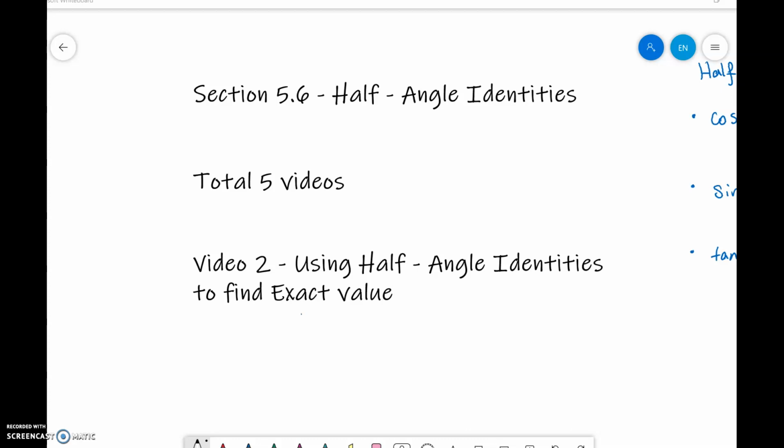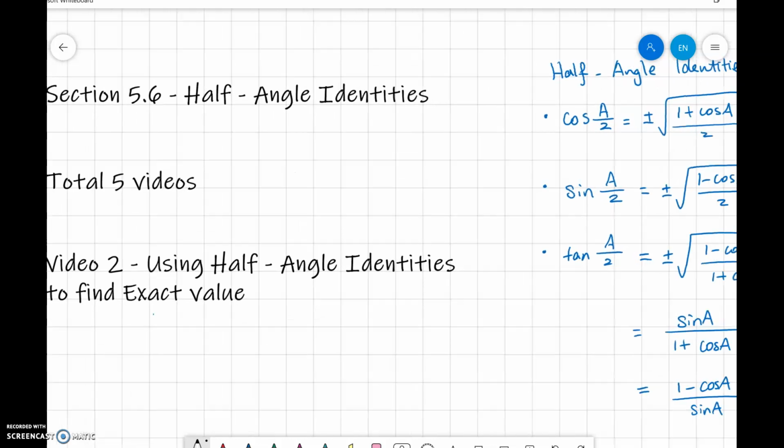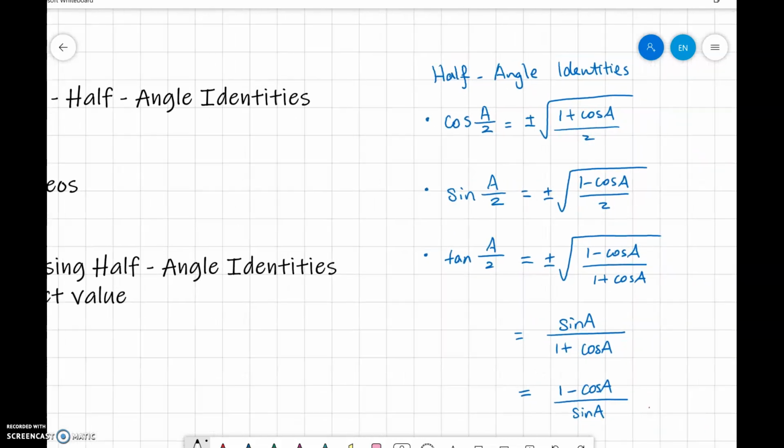This is the lecture video for section 5.6. This is video 2. Now we're going to use the half-angle identities we talked about from the previous one to find the exact values for the trig values. So first we're going to quickly review those identities.